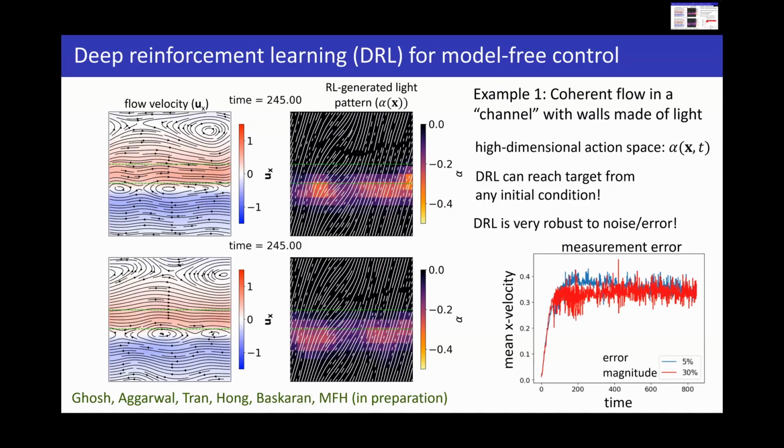The second big advantage is that indeed we find this is extremely robust to noise and error. So again, this is simulation data, but we added synthetic measurement error. And so here I'm showing the mean x velocity achieved by the controller as a function of time. The blue curve is with small measurement error. The red curve is with larger measurement error. You see that in both cases, it pretty quickly reaches the velocity that we asked it to reach.